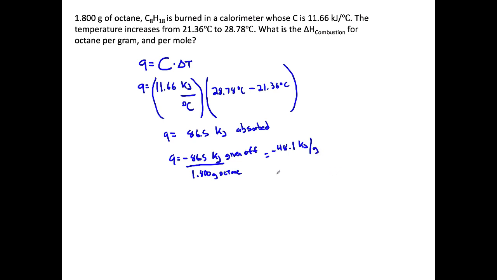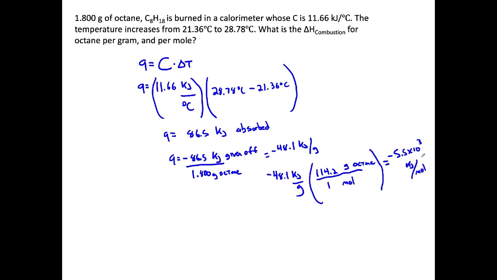All right, to get it per mole, we can take our gram value. So the kilojoules we want to keep in the numerator, we want to change the denominator. So grams is going to go on top, moles is going to be on the bottom. 1 mole of octane has a mass of 114.2. And so this is going to be negative 5.5 times 10 to the third kilojoules per mole. And so that's the heat of combustion that we would report, both in per gram and mole here.